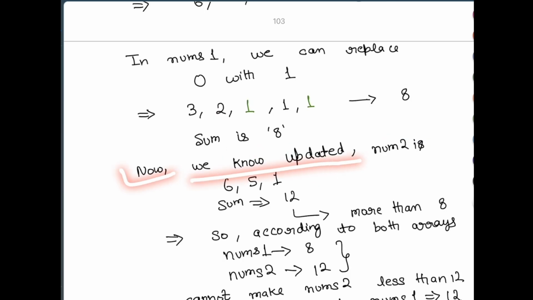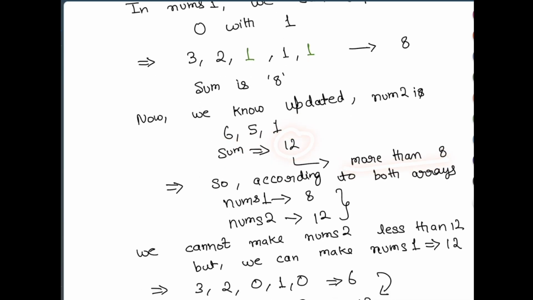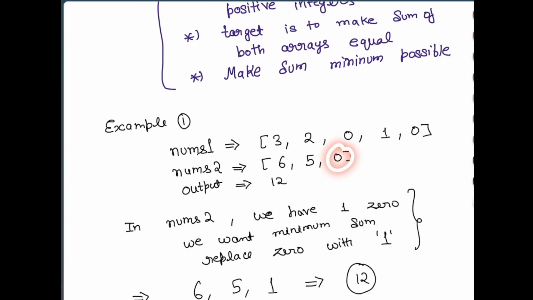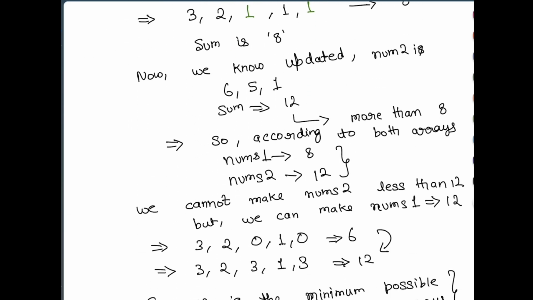Now we know that the updated nums2 array is 6, 5, 1. So the minimum sum possible for nums2 is 12, right? Which is more than 8. Now nums1 is saying that the minimum possible sum is 8, and nums2 is saying that the minimum possible sum is 12, when we are replacing all the zeros with 1. Now we cannot make nums2 less than 12, right? Nums2 can be at least 12 or more than that because we can replace this 0 with 2, 3, 4, any number, right? But if we are replacing it with 1, the minimum possible sum here is 12.